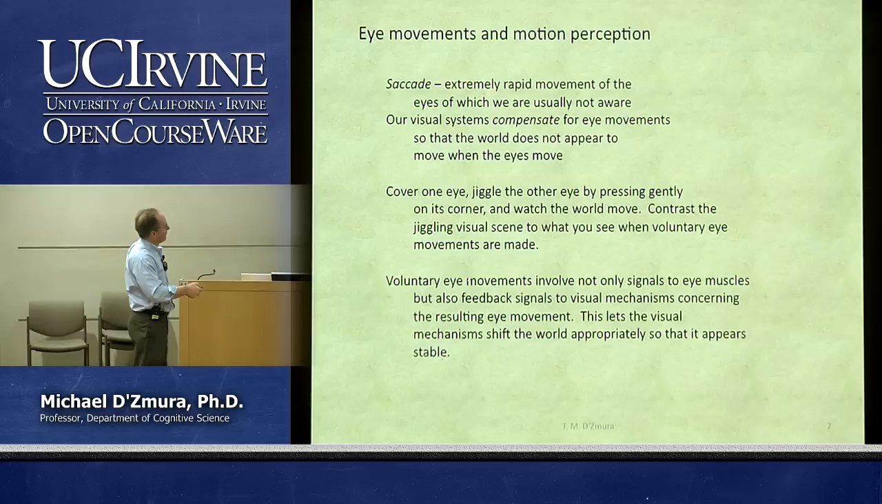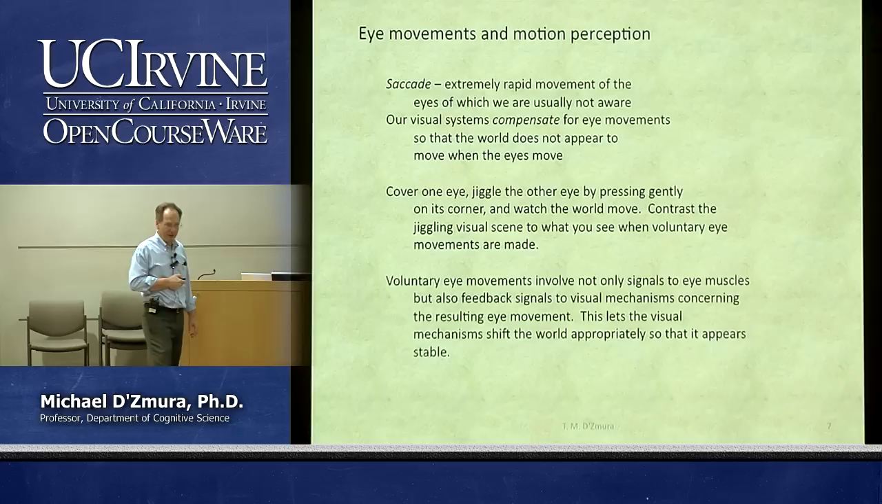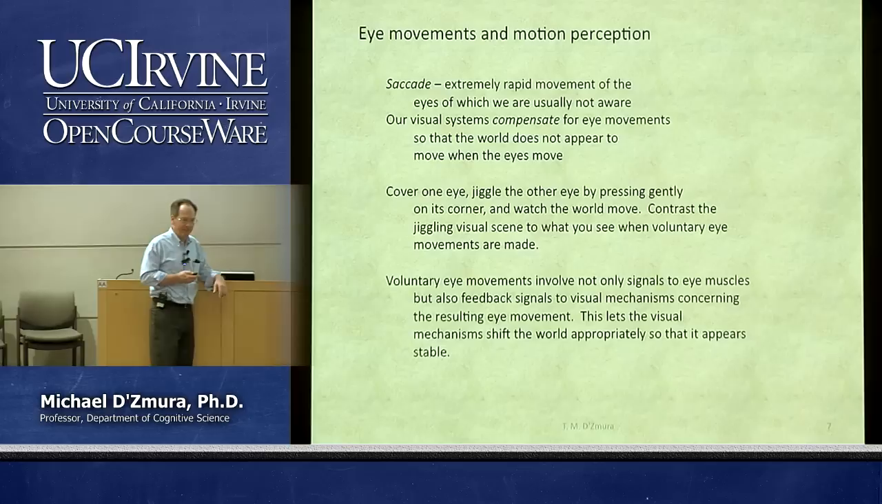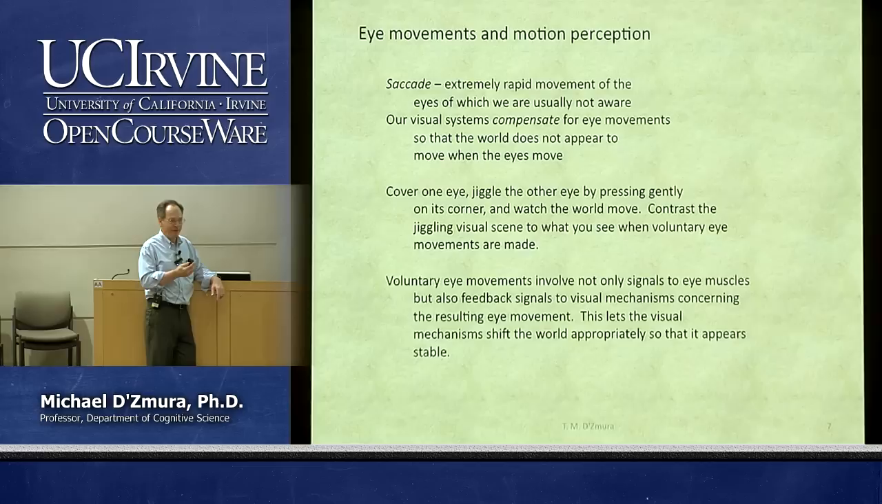So voluntary eye movements involve not only signals to the eye muscles, but also feedback signals. And these help us compensate for the motions of the eye and make the world appear stable. So if we have our eyes move in the normal fashion, there are feedback signals that help keep the world stable. And that's really an important finding. It goes back over 100 years to Helmholtz, and it's still a current idea in neuroscientific research, that we have feedback when we cause something to move.